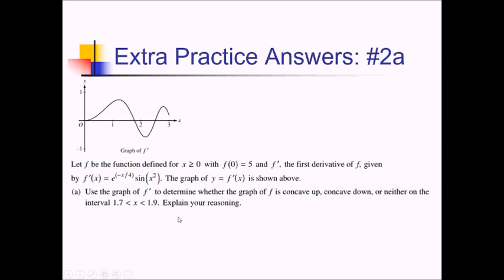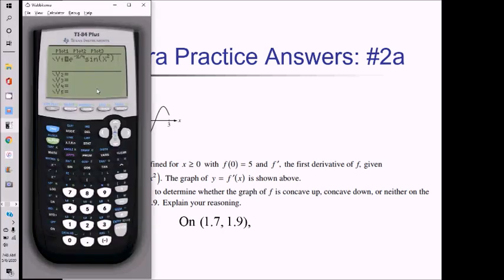Okay, so if we want to figure out if f is concave up or down or neither on the interval from 1.7 to 1.9, we basically need to know, is the graph of f prime increasing or decreasing on that interval? So on the interval from 1.7 to 1.9, let's go ahead and actually graph f prime and see if it's increasing or decreasing. So here I am in my y equals.